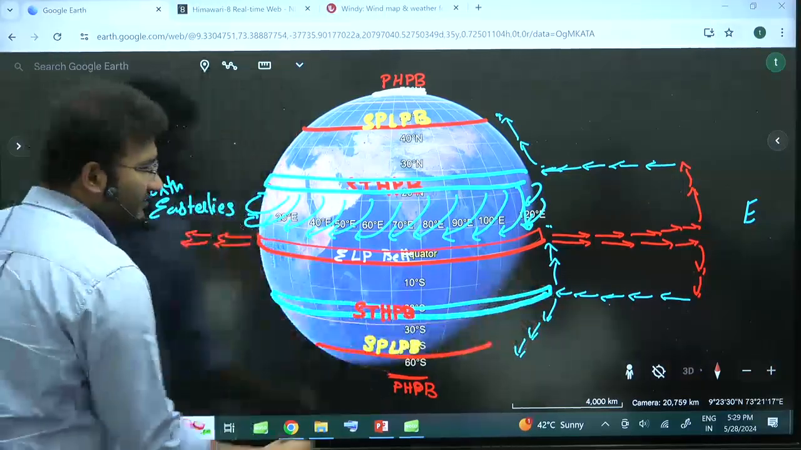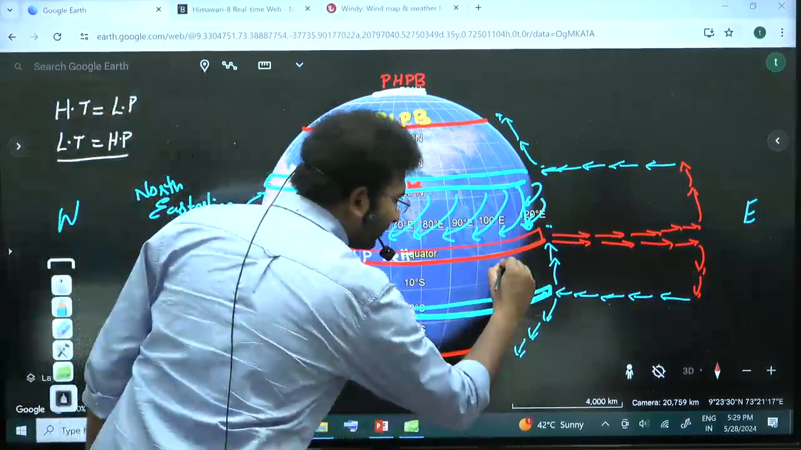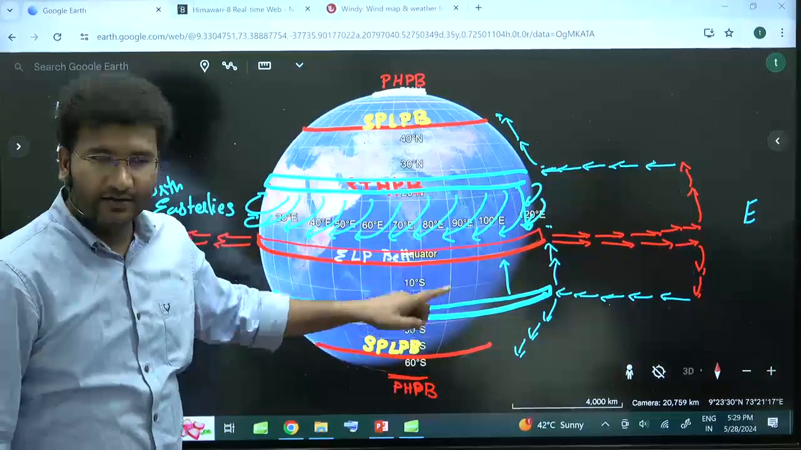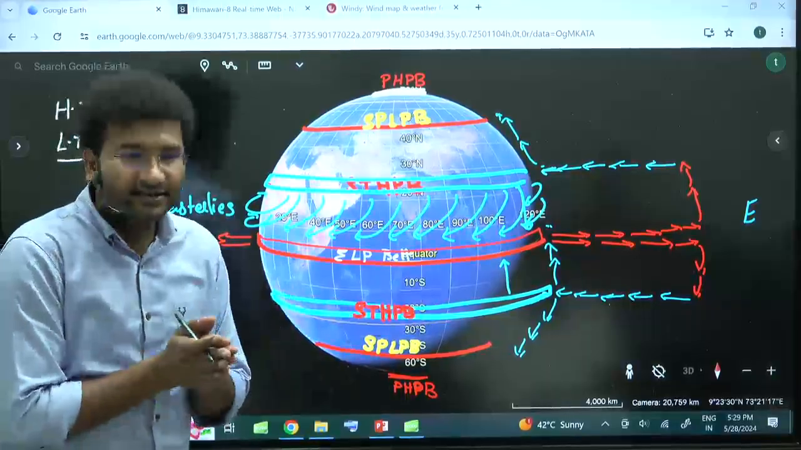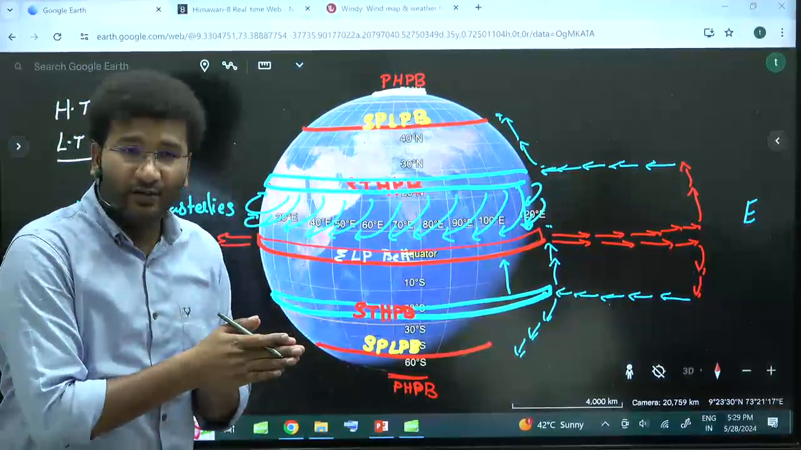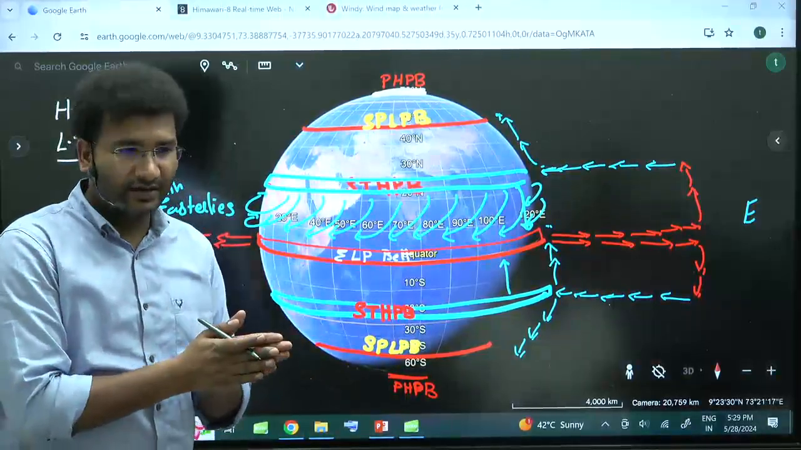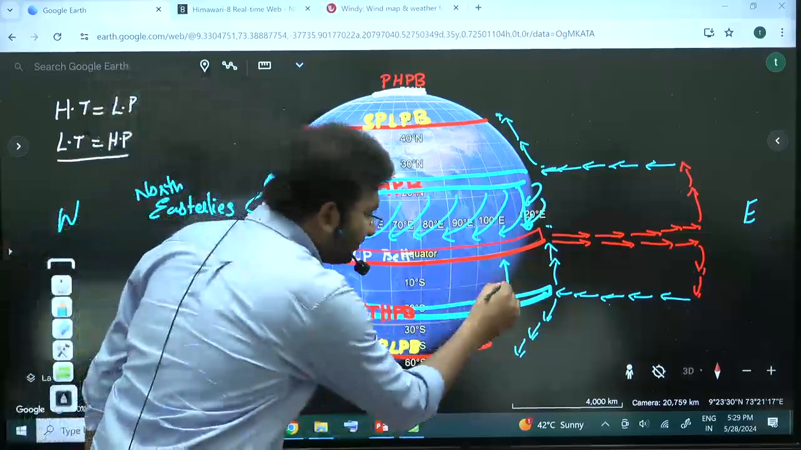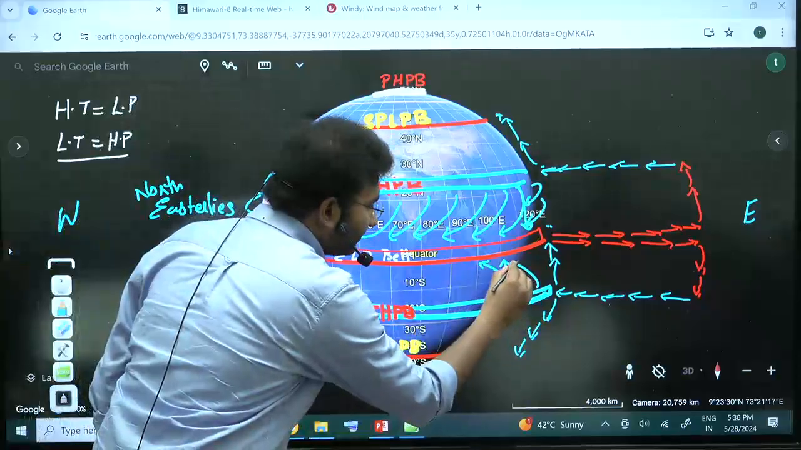Look at these winds. A wind which wants to move towards the equator because of the subtropical high pressure belt. Now the wind deflects towards which direction in the southern hemisphere? The Coriolis force is towards the left. I told you a little while ago, in the last class also we have discussed that. That means the wind deflects like this.